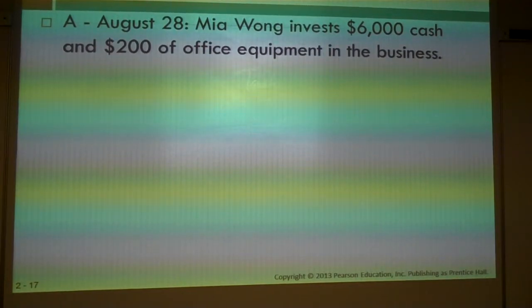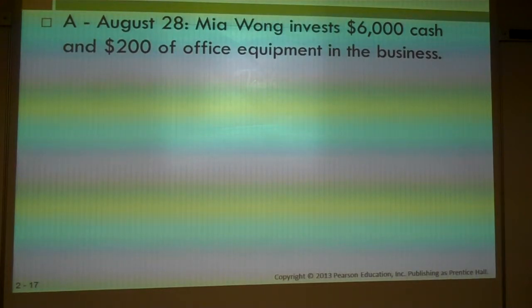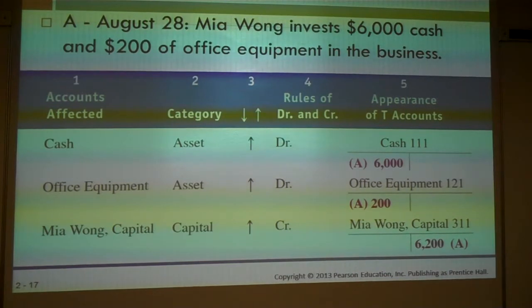Mia Wong, capital. It's a capital account, owner's equity, and then office equipment. What is it? An asset. Right, so there's cash, there's office equipment, and there's Mia Wong, there's their category. You'll have some forms like this in your exercises, I think, not in your problems.